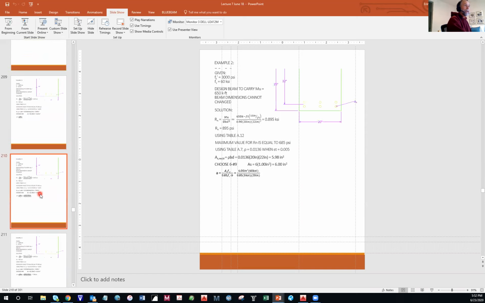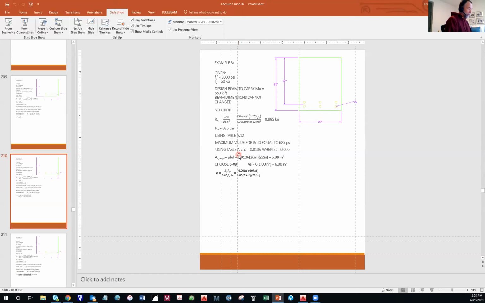Okay, so that's what I did. I found the maximum value equal to 685 of 136. We're using different strength concrete, so the numbers are different, but that's what I did. I found the maximum rho that you can use, and they found the maximum rho.